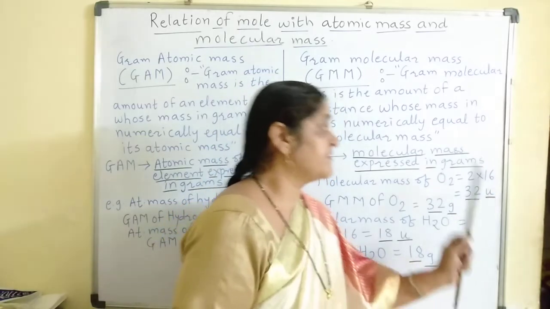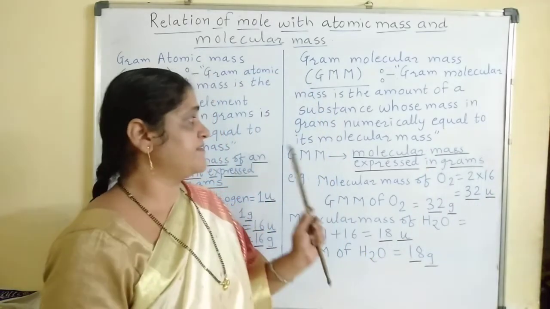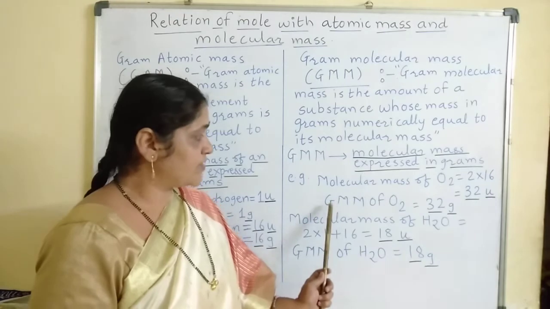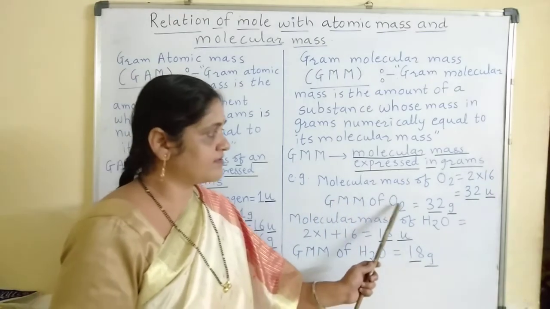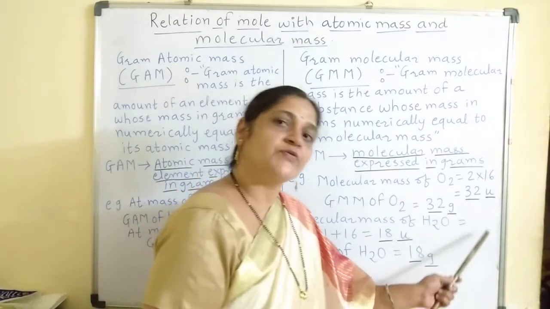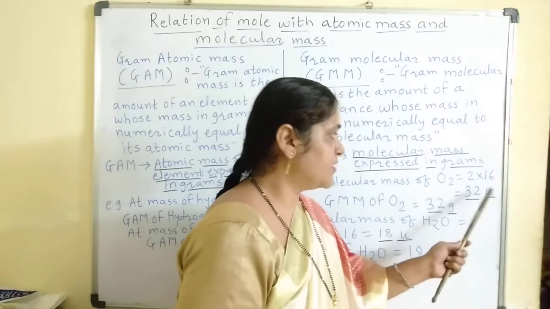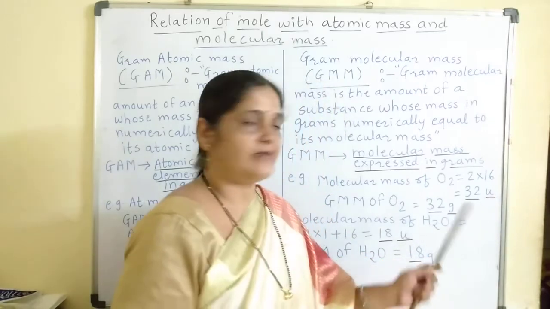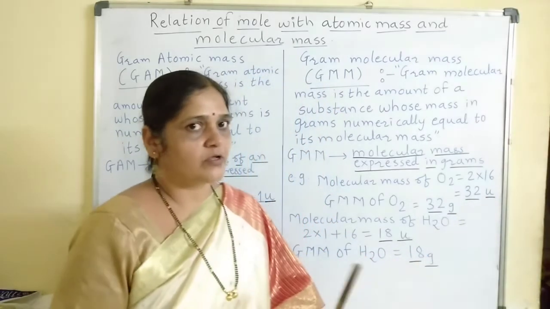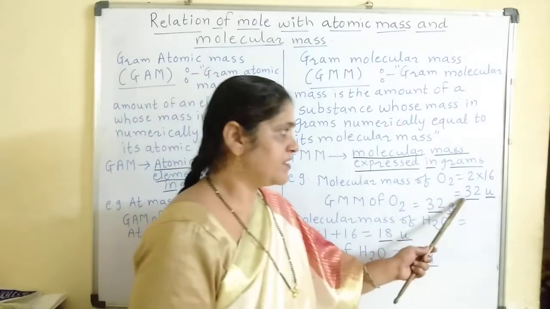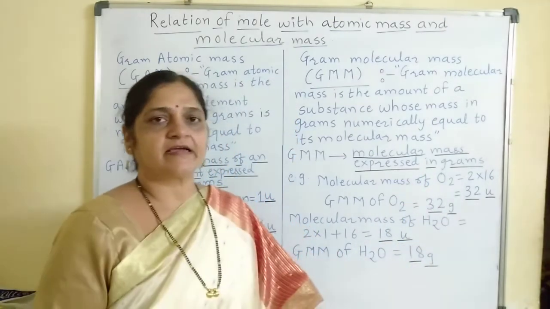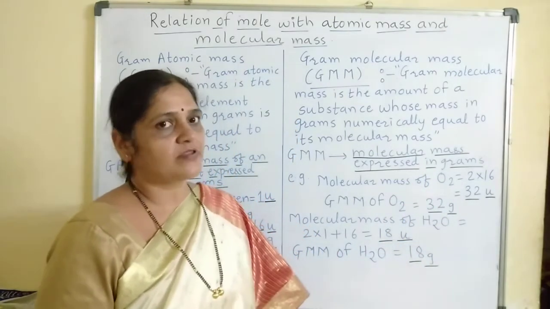Now we are going to express it in gram molecular mass. So gram molecular mass of oxygen is equal to 32 grams. So the mass is similar, but only U is changed to G. There is no change in the molecular mass. Here it will be 32. Also when it is expressed in grams, then gram molecular mass is also 32.